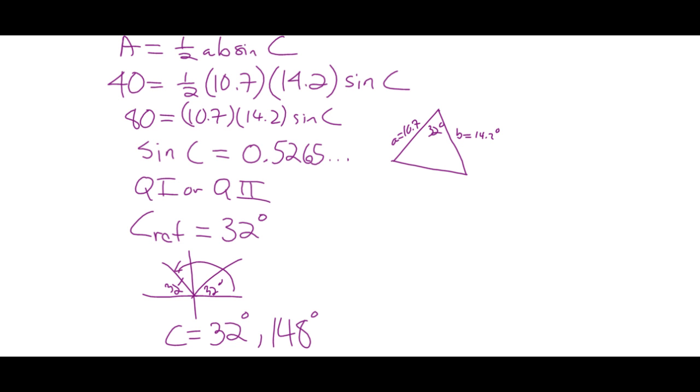Okay, so there's one triangle, and A is 10.7, 148 degrees, right? So that's 90, so it's going to be like that. So that's 148 degrees, and B is 14.2, it's not degrees. And there's your triangle there. Okay, so two possible triangles, both of which have an area of 40 square centimeters.